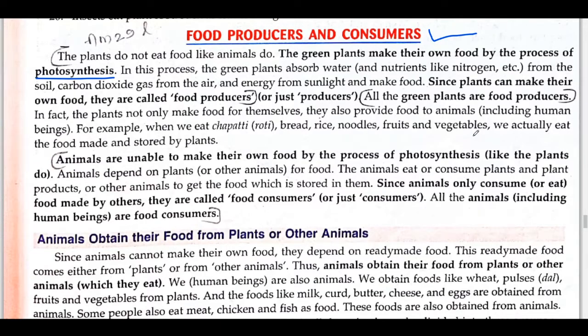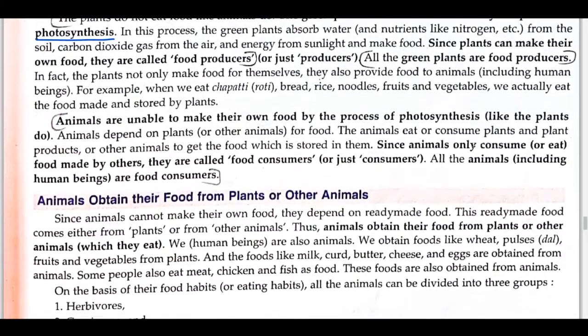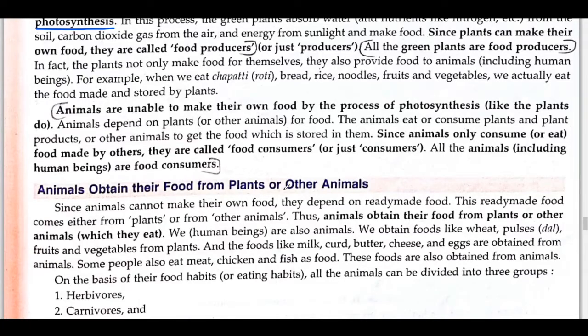Okay, now animals are unable to make their food. Have you seen any animal making its food? No. Animals are unable to make their own food by the process of photosynthesis, just like plants do. Since animals only consume, right? Consume means eat. Okay, so how will they eat? Food made by others, so they are called food consumers. They can eat, they can't make.